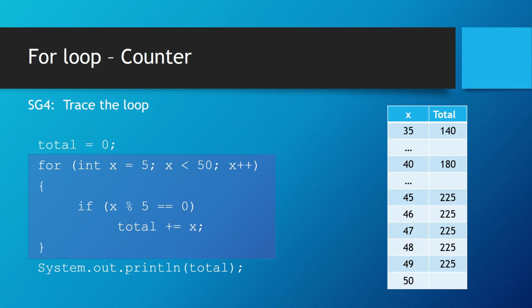When x reaches 50, we have reached the termination condition and we exit the loop. Therefore, the output from the final print line statement is 225.